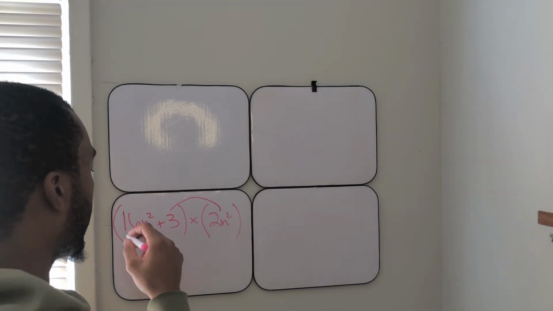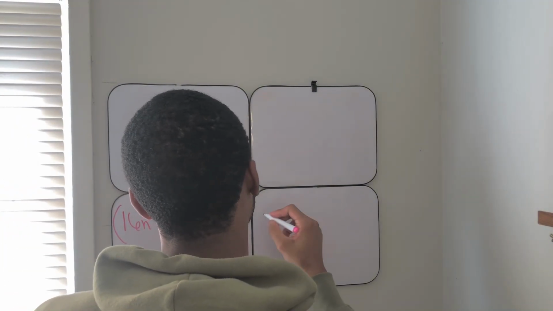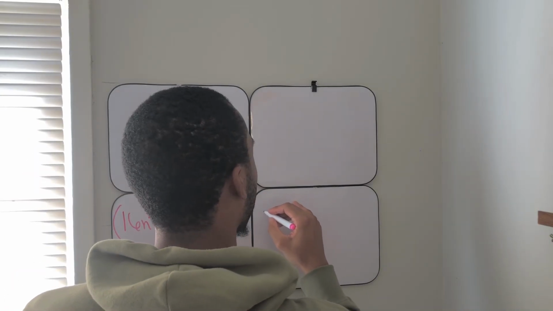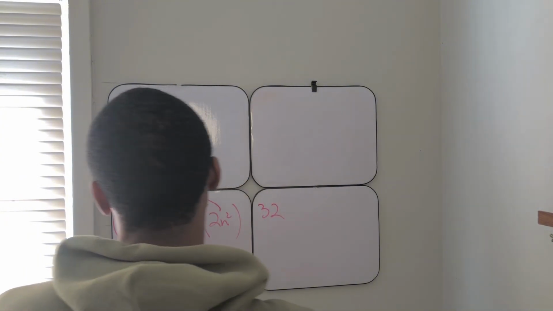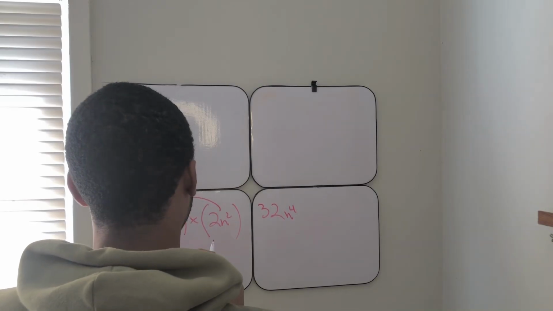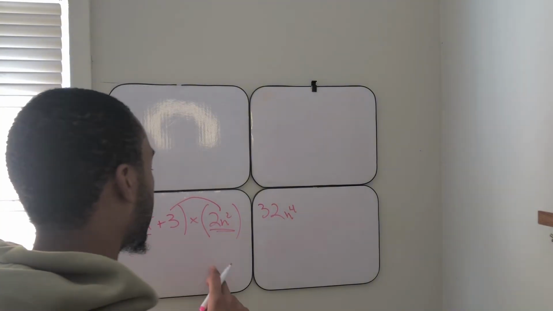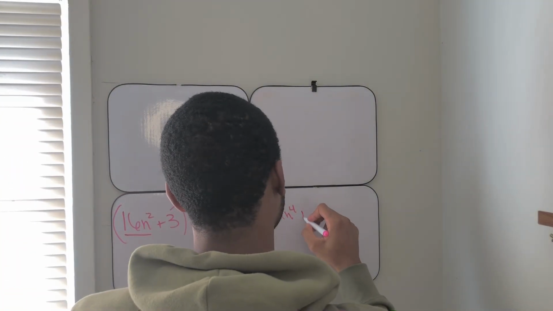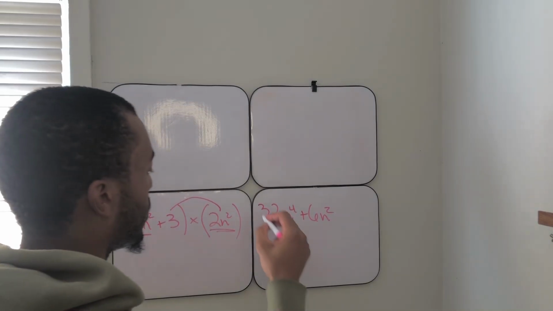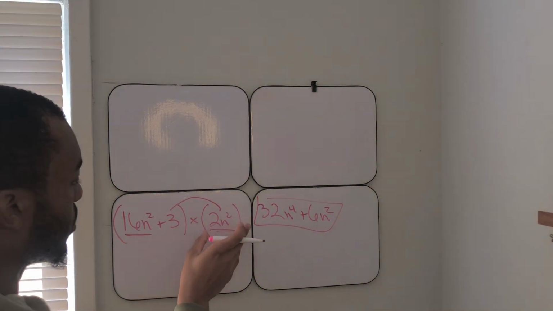So 2n squared times 16n squared, that's going to be, what, 16, hold up. 16 times 2, what's that? 32. So that's 32. n squared times n squared is gonna be n to the 4. So that's all we just combined into right there. And now 3 times 2n squared, that's just gonna be positive 6n squared. And this is our answer. This is what we get when we multiply what's in this parentheses by what's in that parentheses.